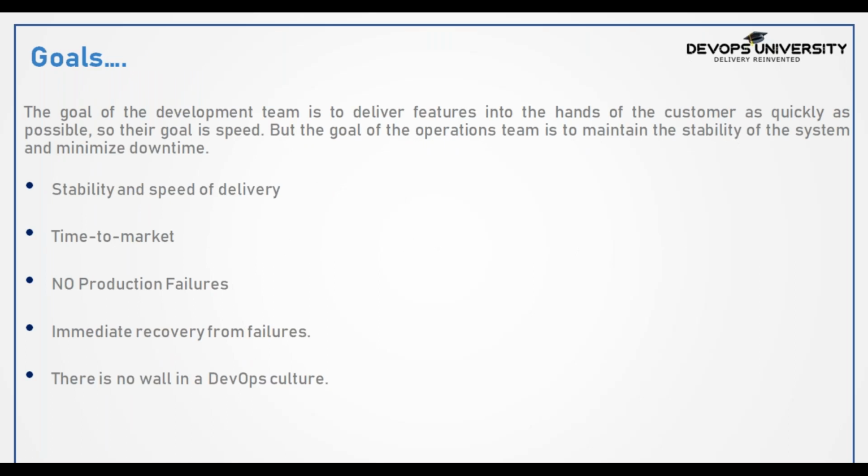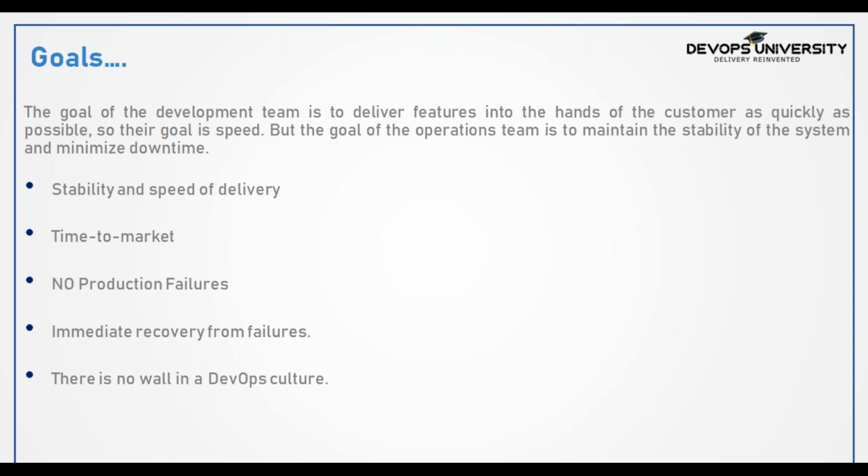Now, if you talk about the simple goals of your DevOps team, let's try to understand by splitting right now. The goal of the development team is to deliver the features into the hands of the customer with speed, or as quickly as possible. So their goal is always speed.